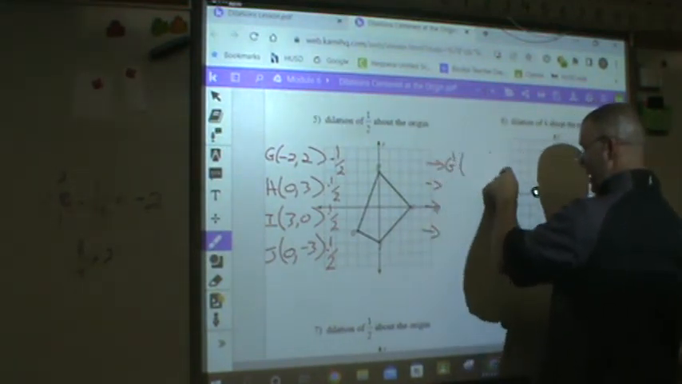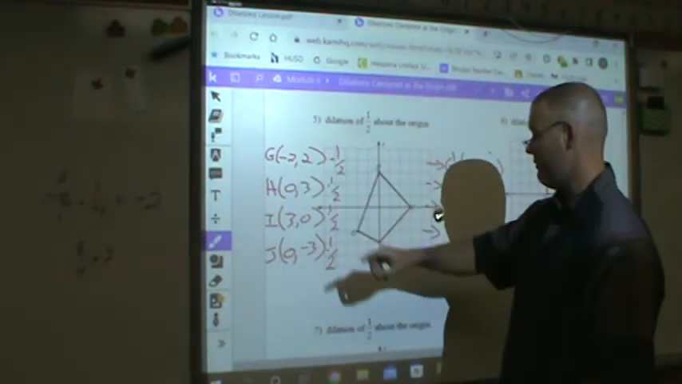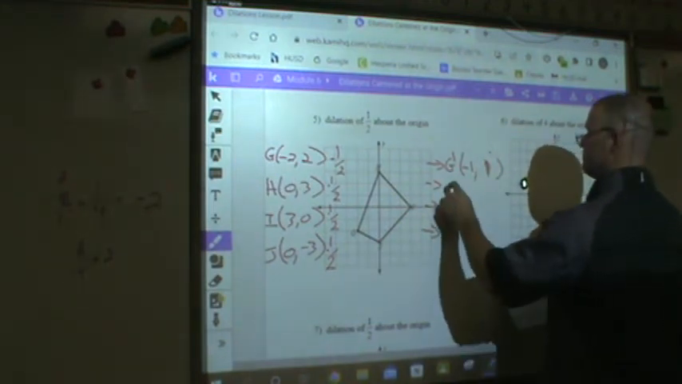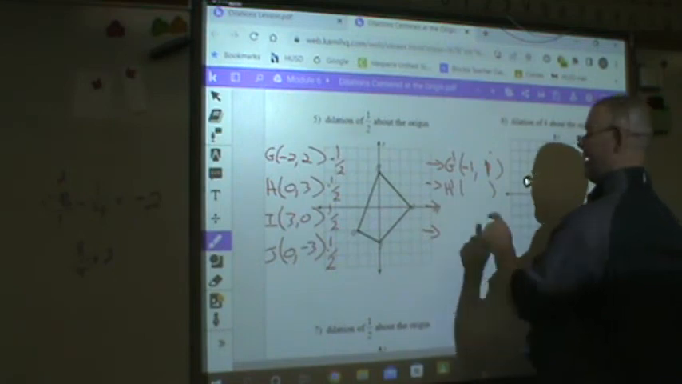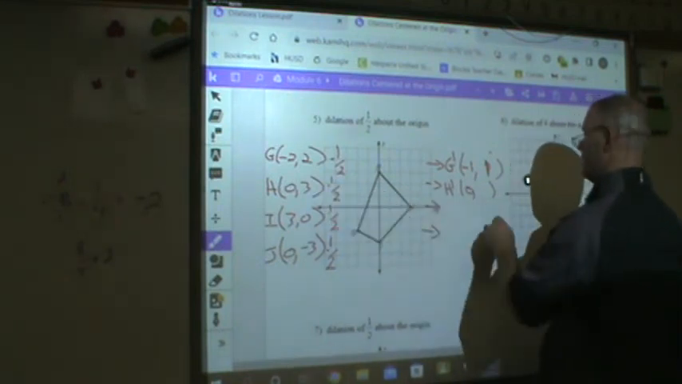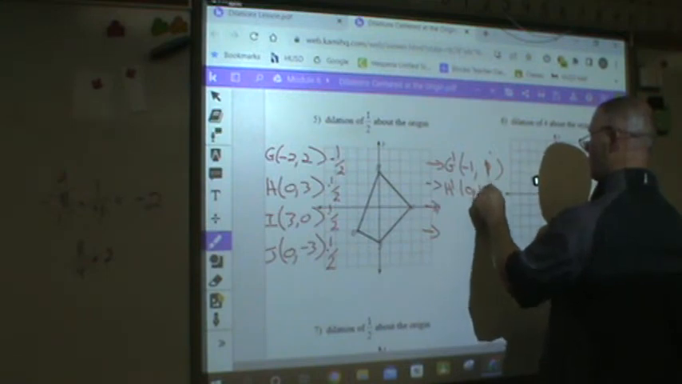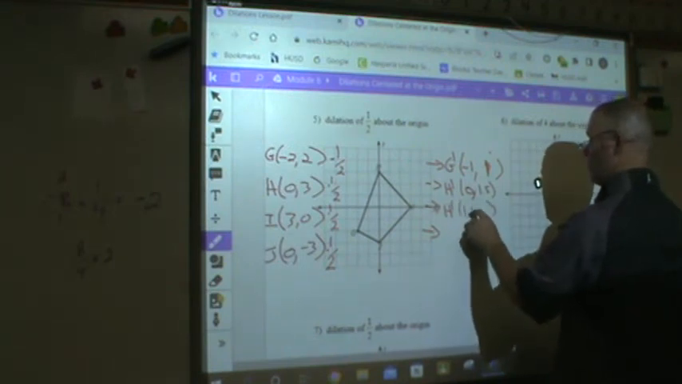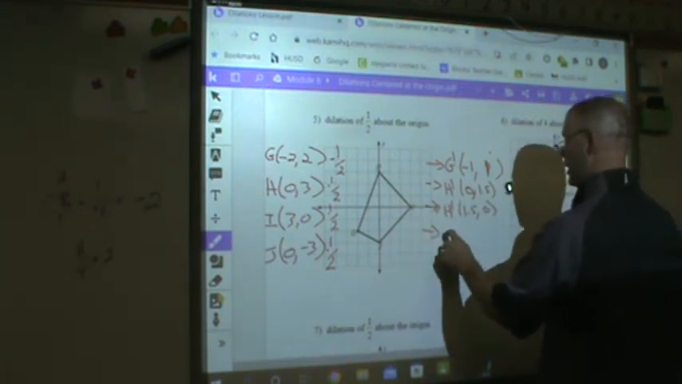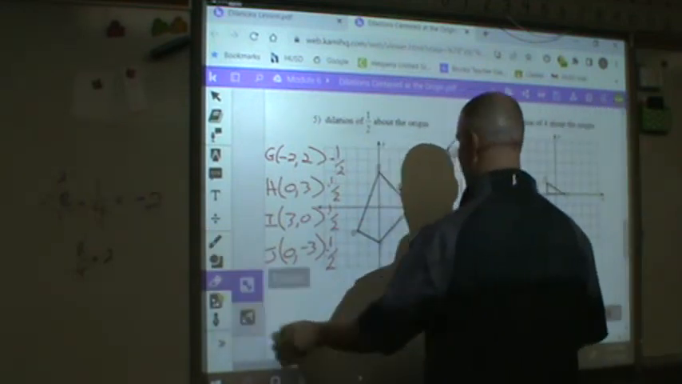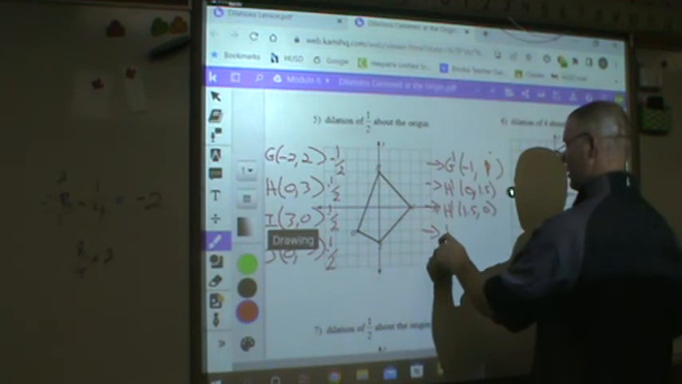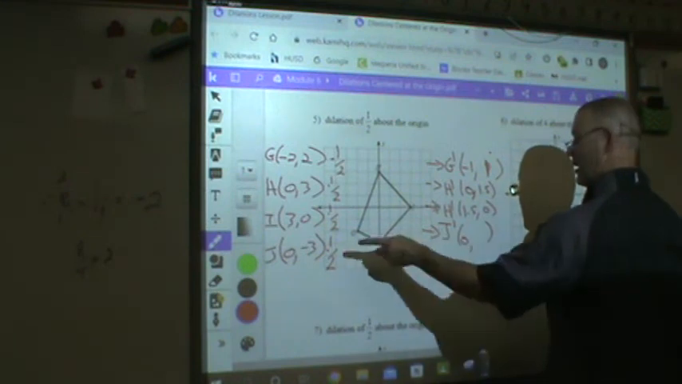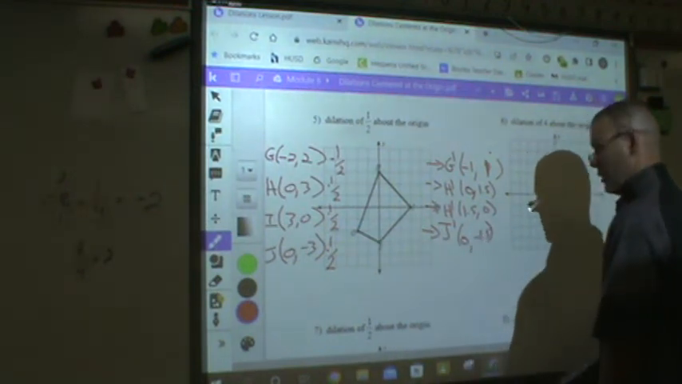Where is G prime? Well, take a half of that. Half of -2 is -1. Half of +2, +1. H prime. Half of 0 is 0. What's a half of 3? 1.5. You're absolutely right. So that ought to make I prime relatively easy. 1.5 and 0. And J prime, should make that look like a prime, not some funky new letter. J prime is going to be at 0 and -1.5. Now just plot your points.